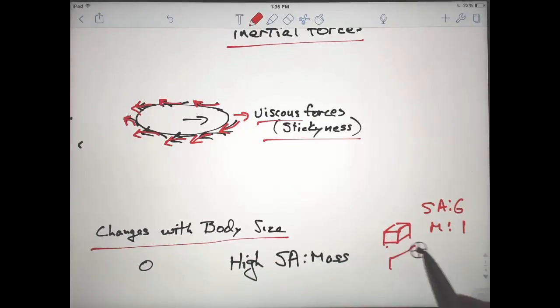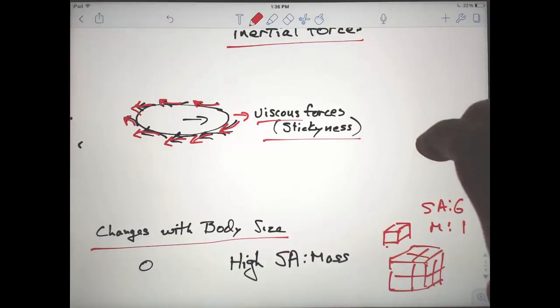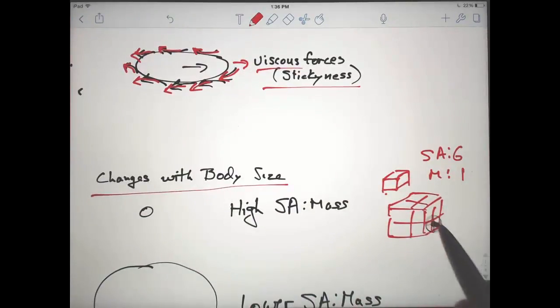If we double it in each dimension, we wind up with a cube that is 2 by 2 by 2. And with this double cube, we now have 4 times 6 sides. 1, 2, 3, 4 times 6. Surface area is 24. And the mass is 2 times 2 times 2. Mass is 8. So we've gone from a surface area to mass ratio of 6 to 1, in other words 6 times, to 24 to 8, which is 3.